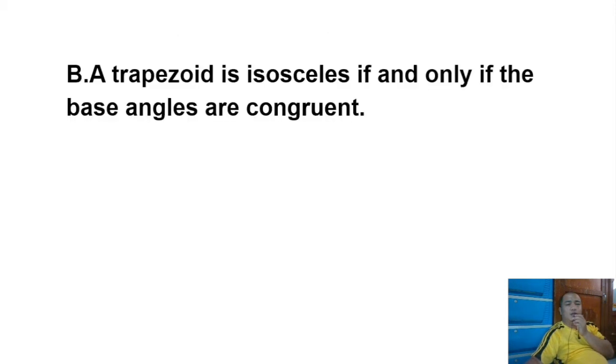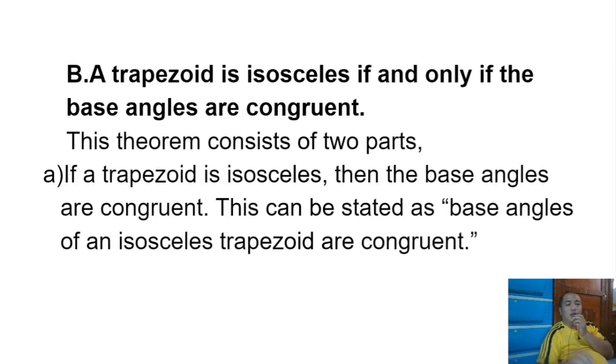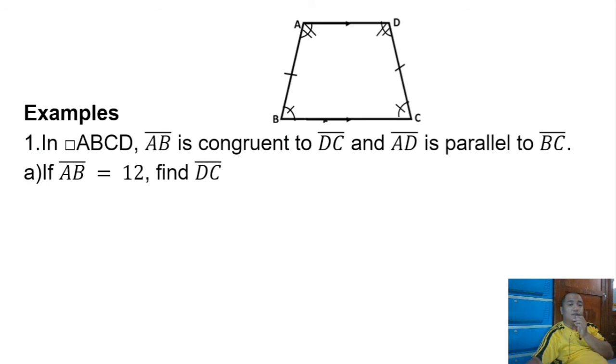Next, a trapezoid is isosceles if and only if the base angles are congruent. This theorem consists of two parts. A, if a trapezoid is isosceles, then the base angles are congruent. This can be stated as: base angles of an isosceles trapezoid are congruent. And B, if the base angles are congruent, then the trapezoid is isosceles.